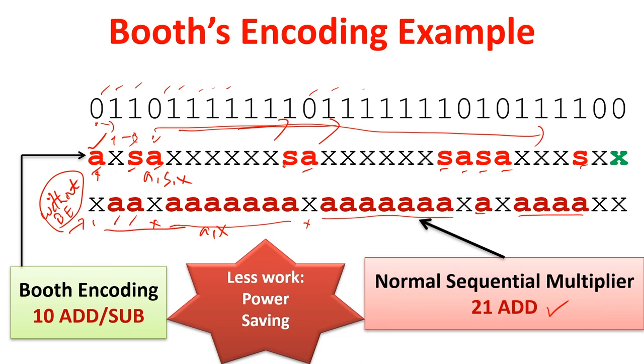This is for a 2-bit sequence. We are considering only 2 continuous bits, the current bit and the next bit, and this can be extended to multiple bits. Instead of considering 2 continuous bits, we can consider 3 continuous bits or 4 continuous bits. With 2 continuous bits, the number of cases is 4: 00, 01, 10 and 11. But with a 3-bit continuous sequence, there will be 8 cases, and we need to consider all 8 cases.